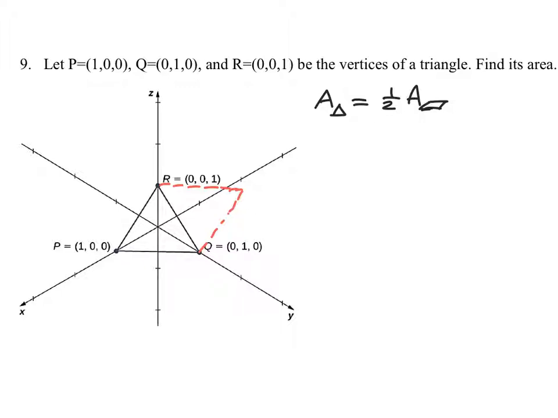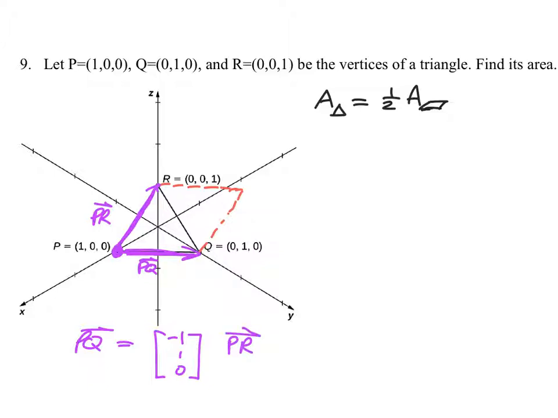All right, so what I need are some vectors. So I have to decide where I'm going to pin this. I'll pin it at P. So I'm going to get vector PQ and vector PR. So negative 1, 1, 0. And negative 1, 0, 1.